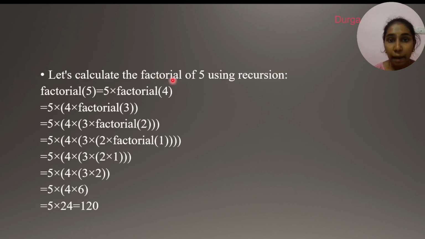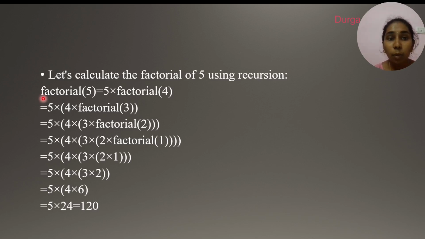So let's see the second example. Let's calculate the factorial of 5 using recursion. First you need to know what is recursion and what is factorial. Factorial of 5 is nothing but 5 into 4 into 3 into 2 into 1, like this. What is recursion? Recursion is nothing but the function calling itself again and again. That process is nothing but recursion.